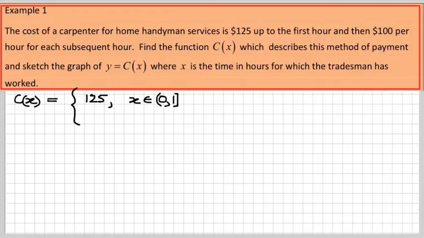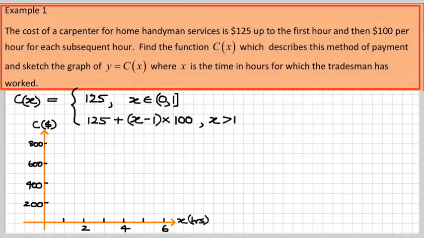Well, I think what it is for each subsequent hour, it's the original $125 plus take 1 away from however many hours you've got, and multiply that by $100 for each subsequent hour apart from the first hour. Would you agree? Good on you. So we're both in agreement. So now let's sketch the graph.